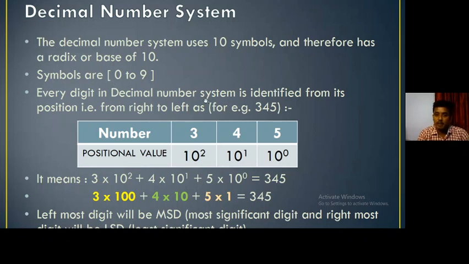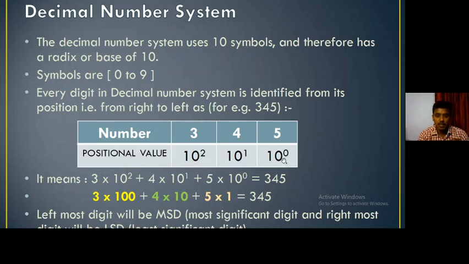Every digit in the decimal number system is identified from its position, that is from right to left. So we identify the decimal number system according to the position from right to left. Look at the table given: the number 345 is one number. Look at its positioning values: units place, tens place and hundreds place.